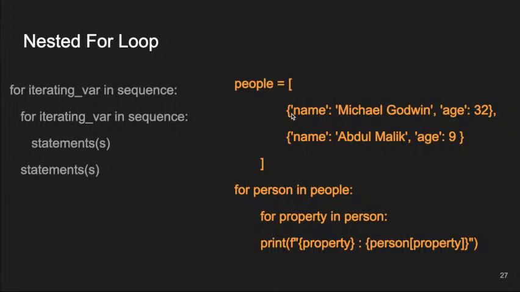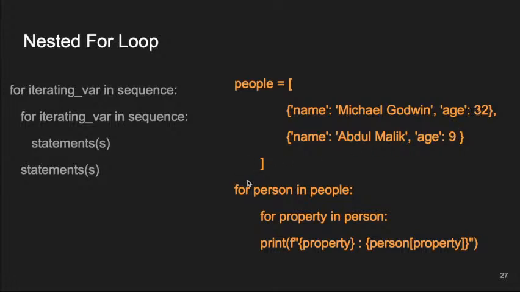Let me take that again. People is a list of dictionaries. That's the data type of people. It's a list of dictionaries. So we have two dictionaries, and each dictionary has name as the key, and then a name as value. Then they have age as another key, and then an integer as value for that.